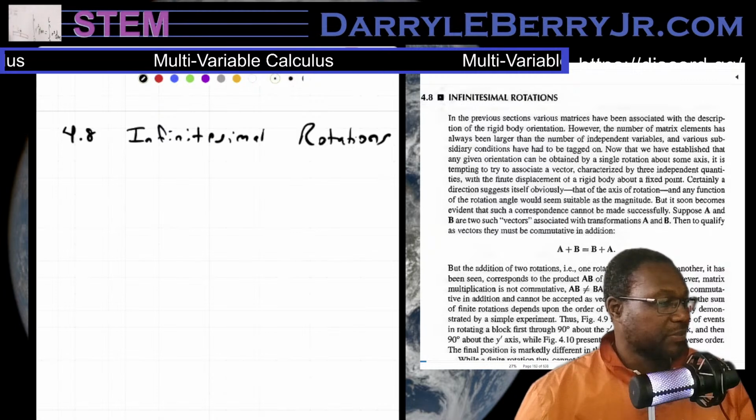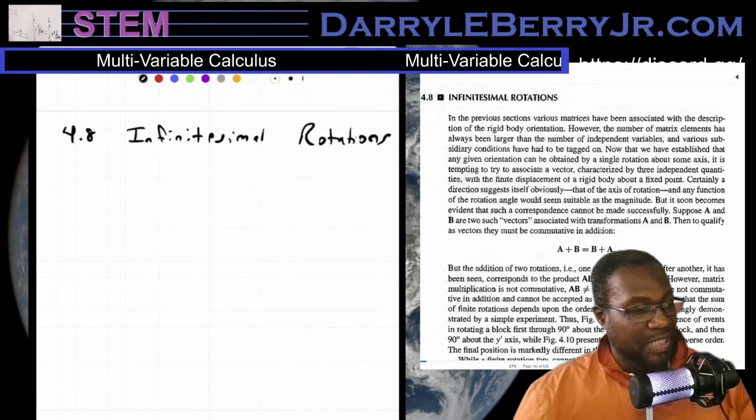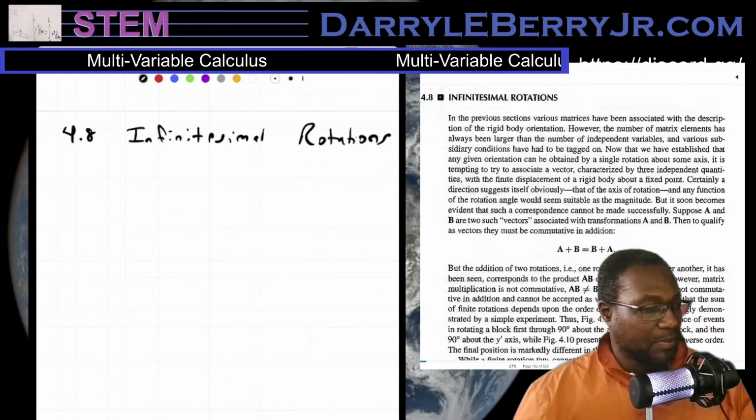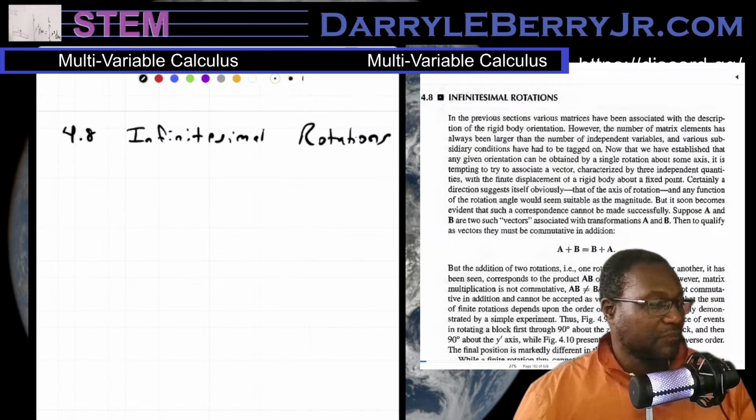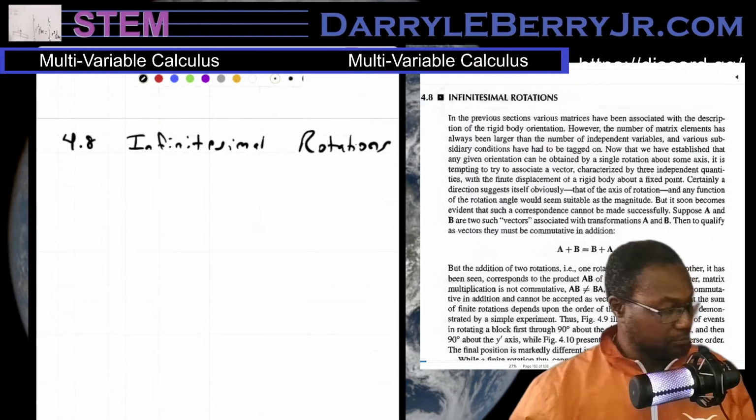Certainly a direction suggests itself, obviously that of the axis of rotation, and any function of the rotation angle would seem suitable as the magnitude. But it soon becomes evident that such a correspondence cannot be made successfully. Suppose A and B are 2 such vectors associated with transformations A and B. To qualify as vectors, they must be commutative in addition, right?